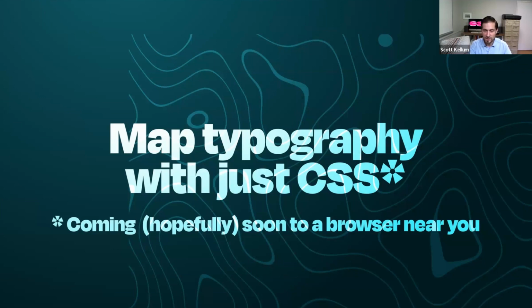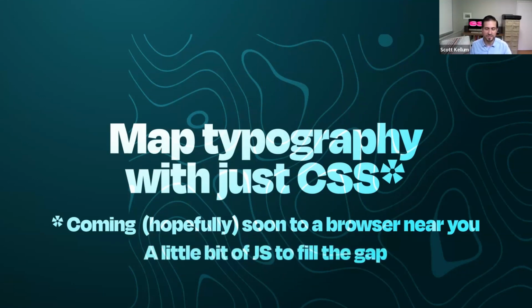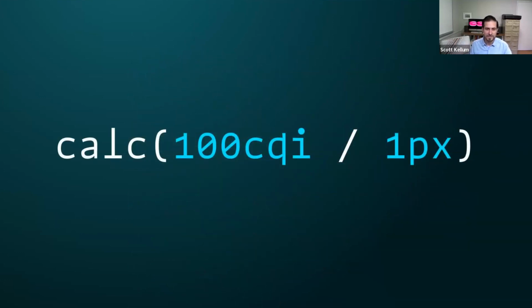So this is coming hopefully soon to a browser near you, but it is already in the CSS spec. It is already part of a spec that has been implemented across browsers, but there's a little JavaScript that can fill in the gap. So what we're going to focus on in this part, which is the animation delay part, is this. So there's calc 100 CQI, so the container width for our cases, divided by 1 pixel.